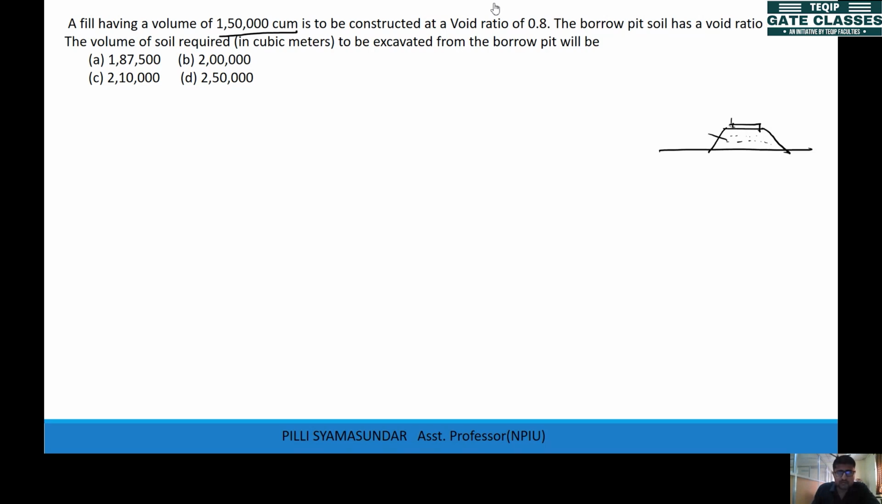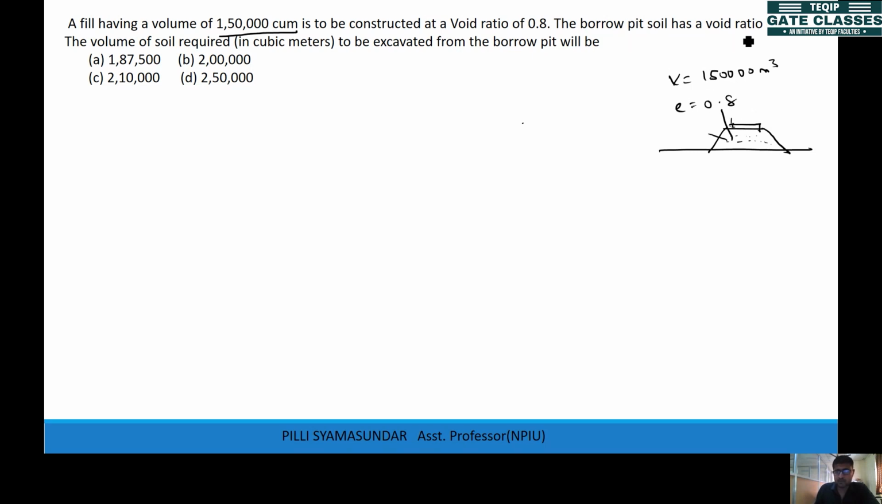So this fill is 1,50,000 volume to be constructed at a void ratio of 0.8. So this fill is having a volume of 1,50,000 meter cube, and its void ratio is 0.8.